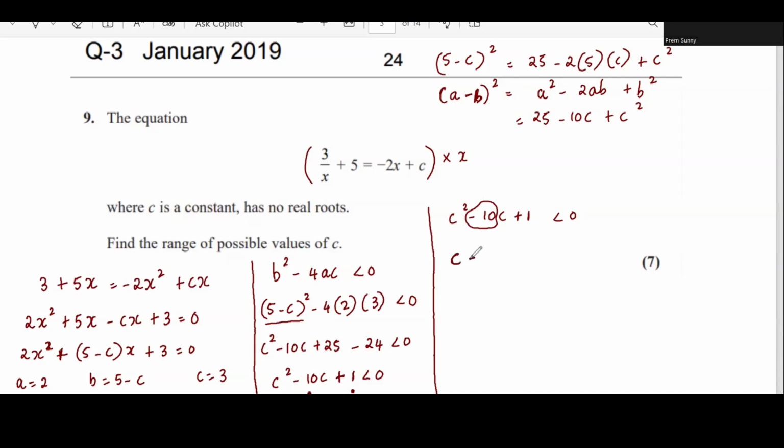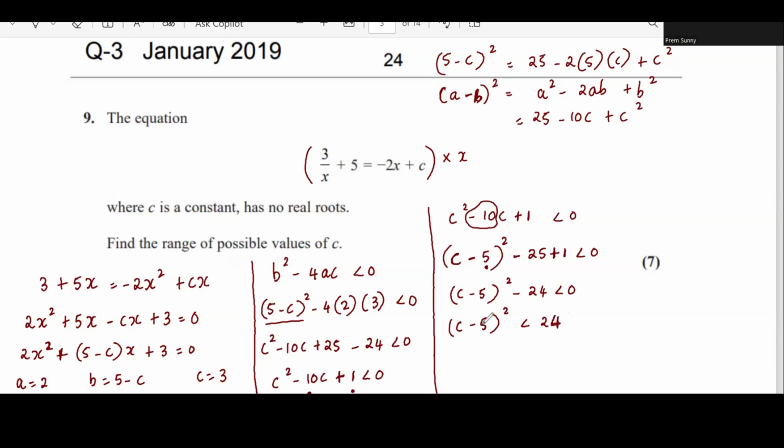Minus 10 you divide by 2, you will get minus 5. Put them in brackets, square, minus whatever the number here, you square it. 5 square is 25, plus 1 is less than 0. Now this is basically (c minus 5) the whole square minus 25 plus 1, which is minus 24, is less than 0. Minus 24 goes to the other side, it becomes positive 24. So (c minus 5) the whole square is less than 24.